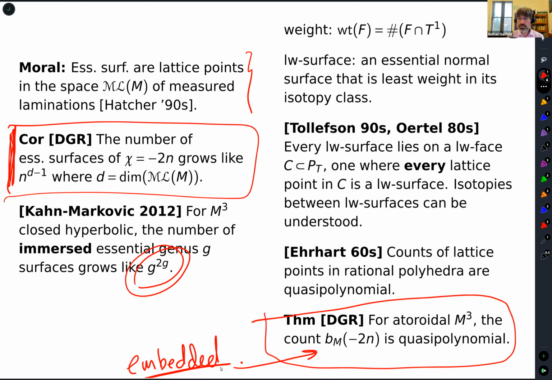Other questions? So is it easy to see why the number of higher genus surfaces should grow? In which setting? In the setting of our theorem or the setting of Kahn-Markovic? Yeah, in Kahn-Markovic.